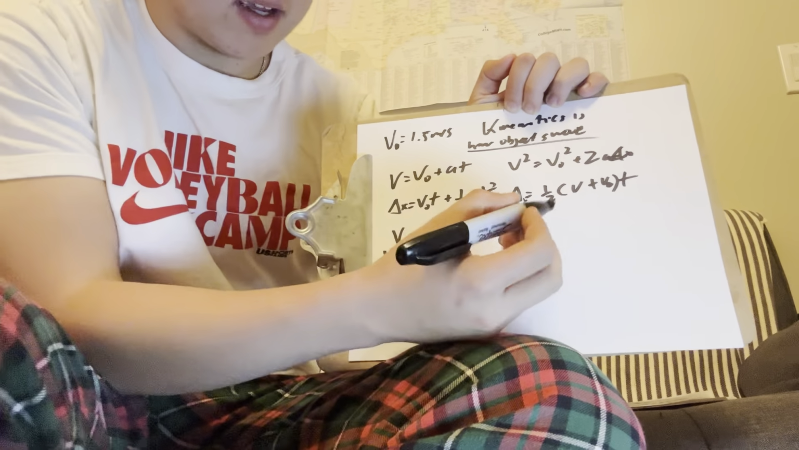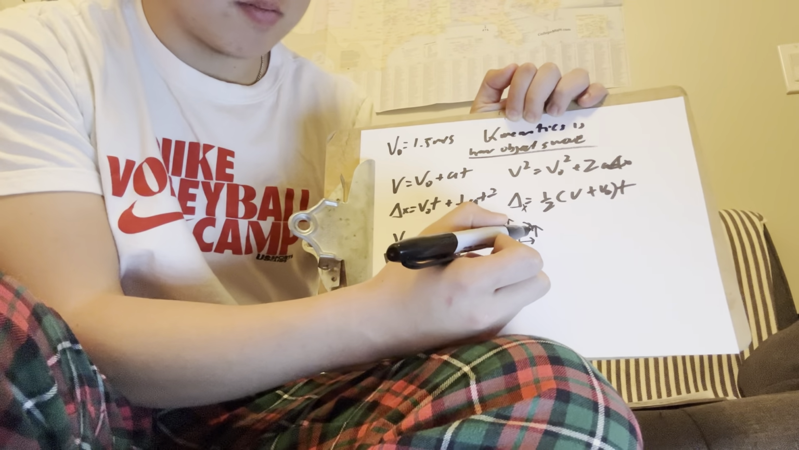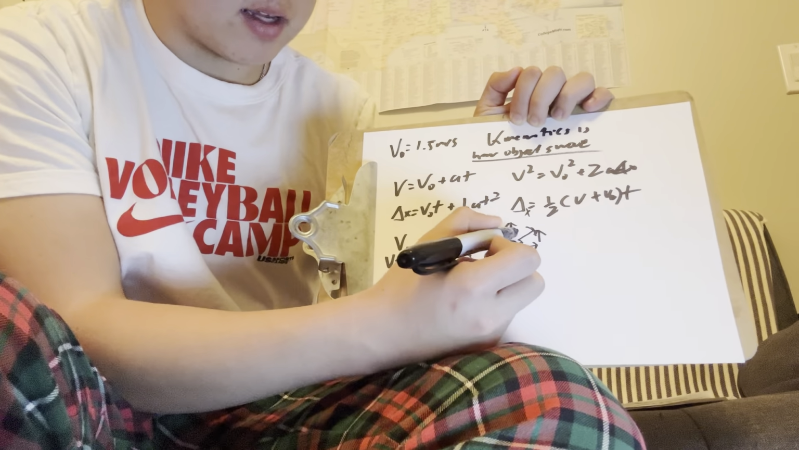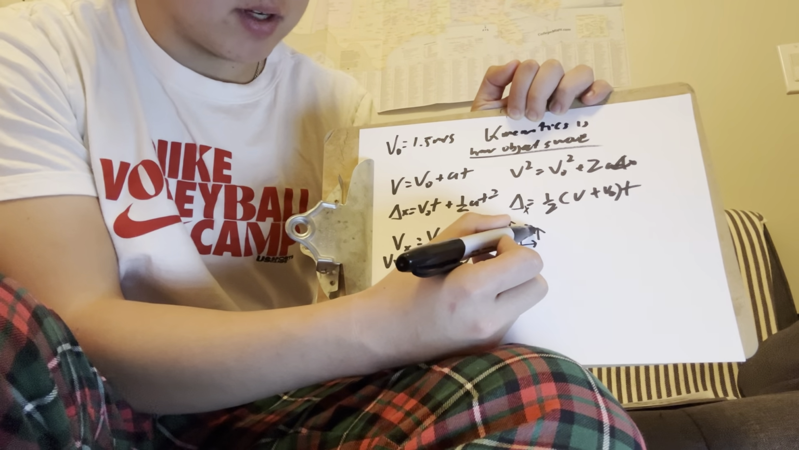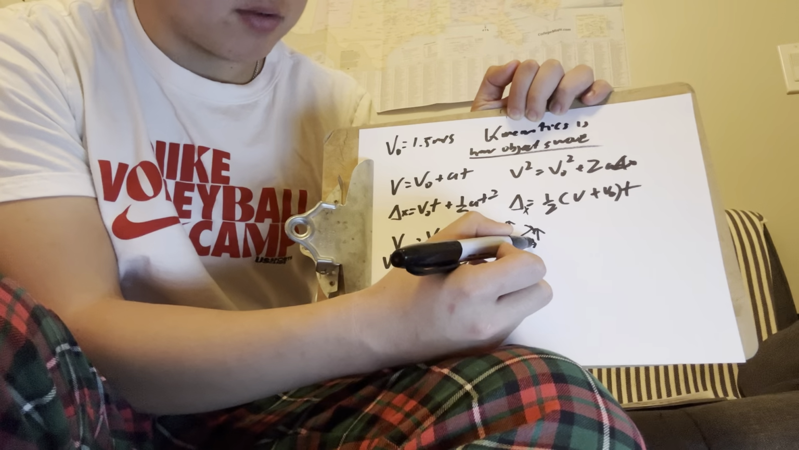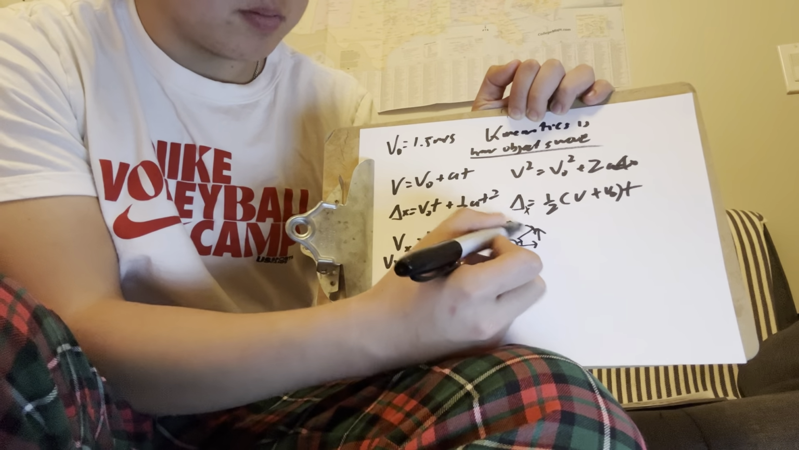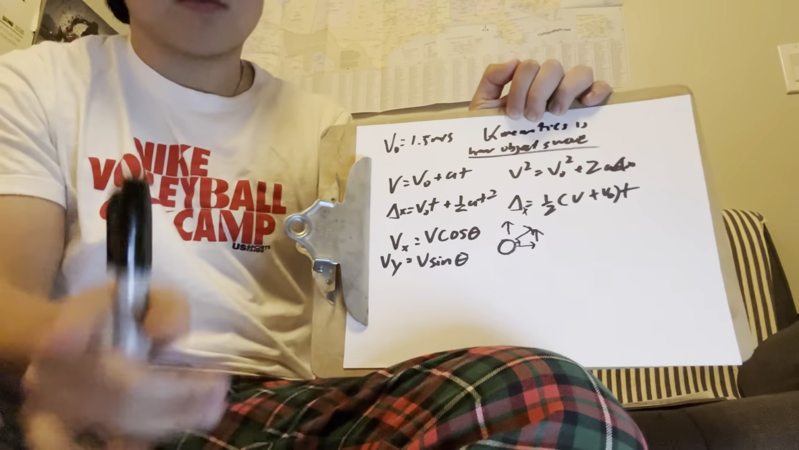If you're wondering why, use some trigonometry, and we can see that if this is your velocity vector, this would be the cosine component, horizontal. This would be the sine component, vertical.